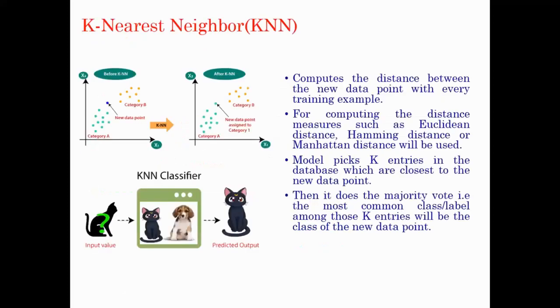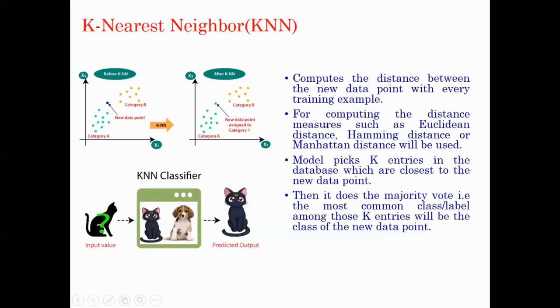In KNN, it computes the distance between the new data point and every training example. Suppose this is one category and this is another category of data, and this is the new data point. The distance between this data point and each data point of both categories will be computed.